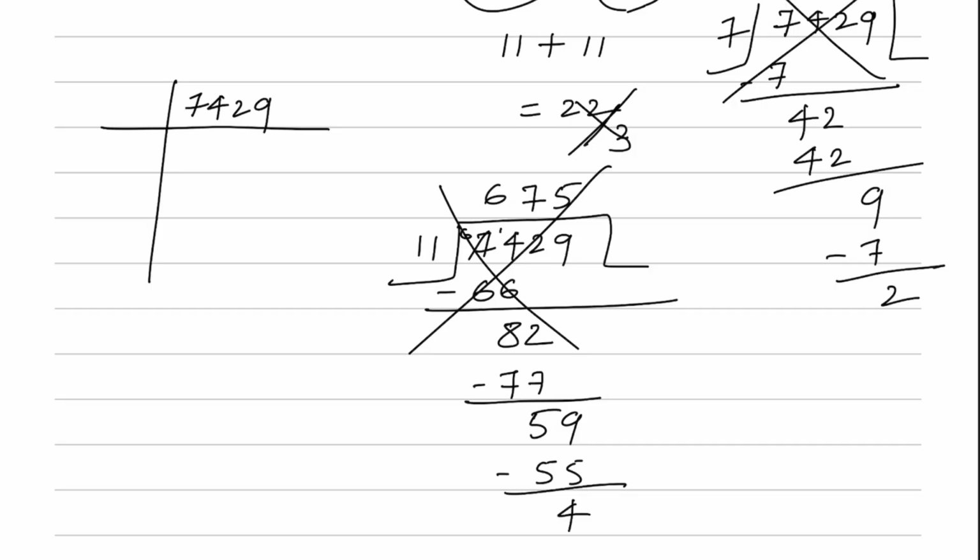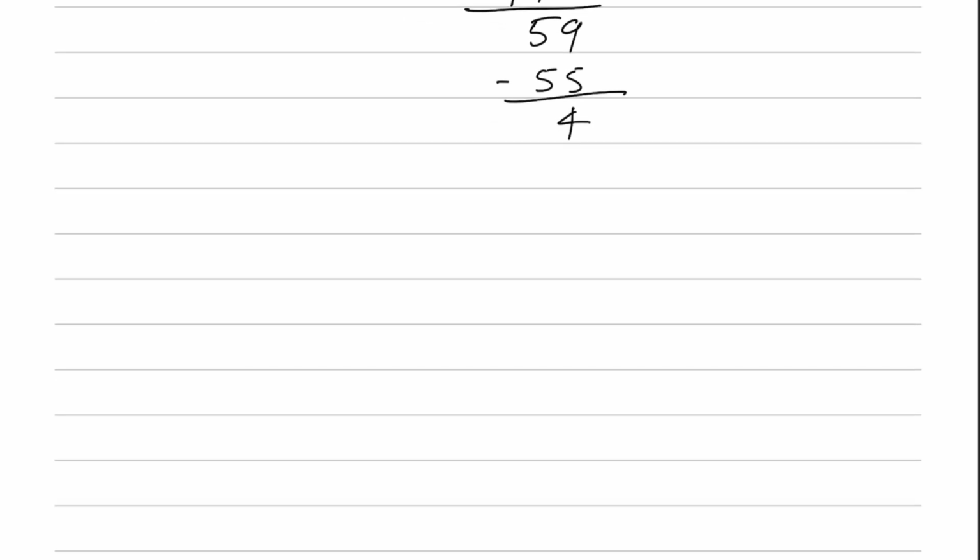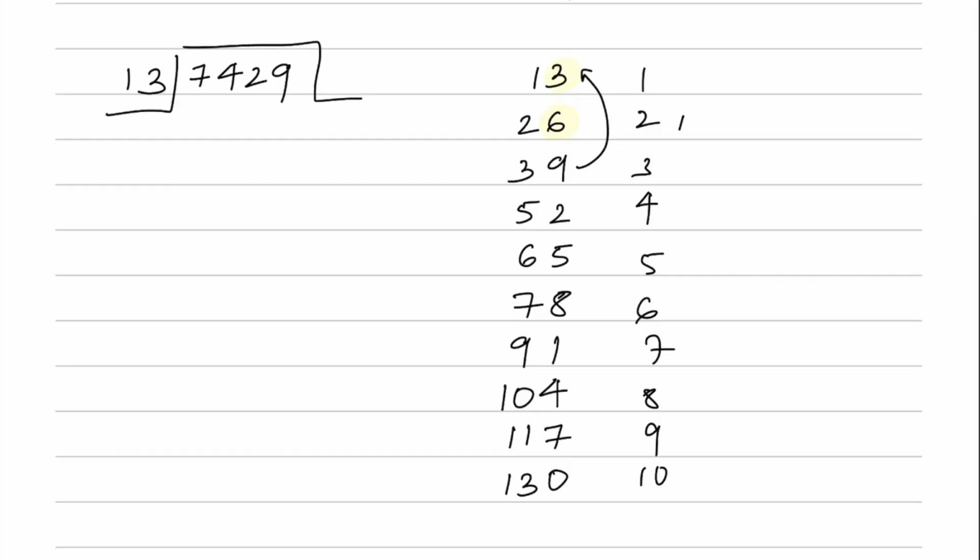Next, we'll try 13 quickly. So if you take 7429, we'll quickly try and divide this by 13. Now I know 13 is a big table. Sometimes you might not know the table of 13 by heart. In that case, what I'll suggest is to quickly write that table down at the side, so that would be helpful. Now we'll quickly do 13 5s are 65.